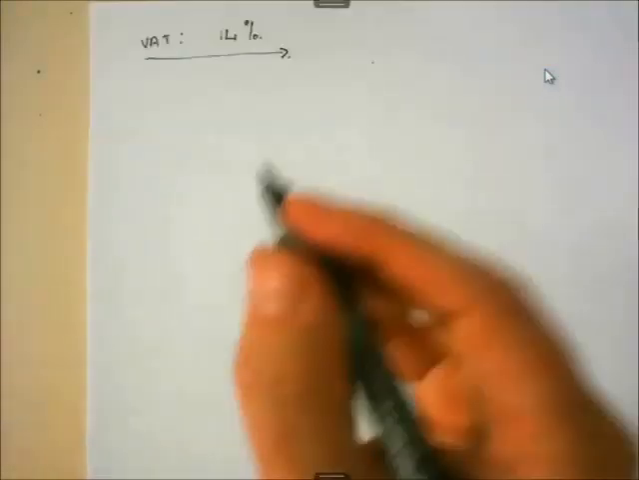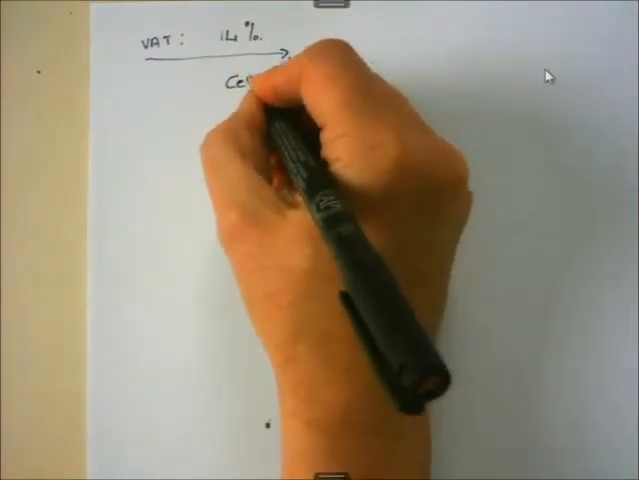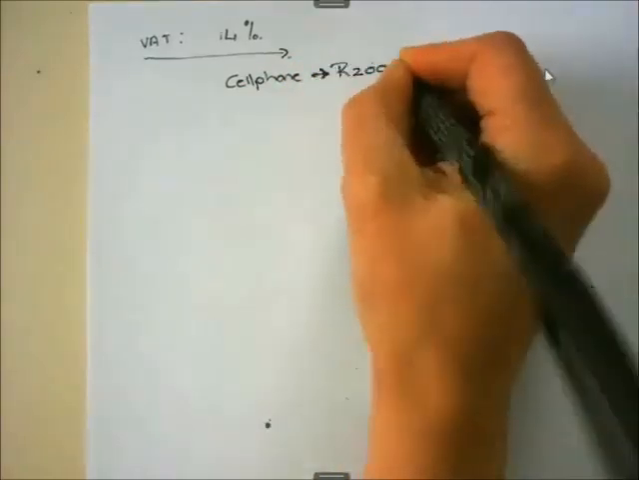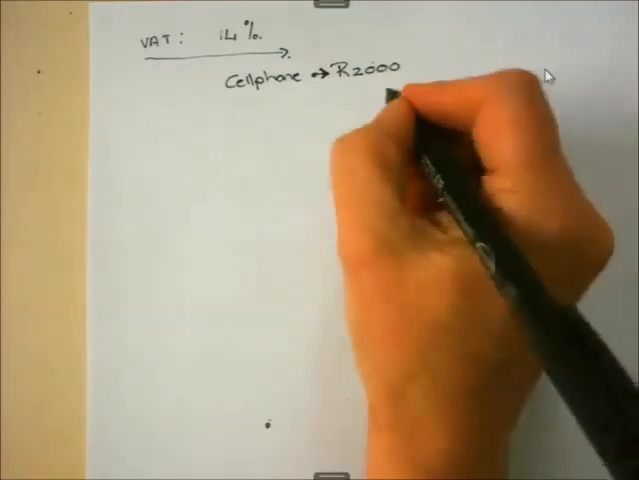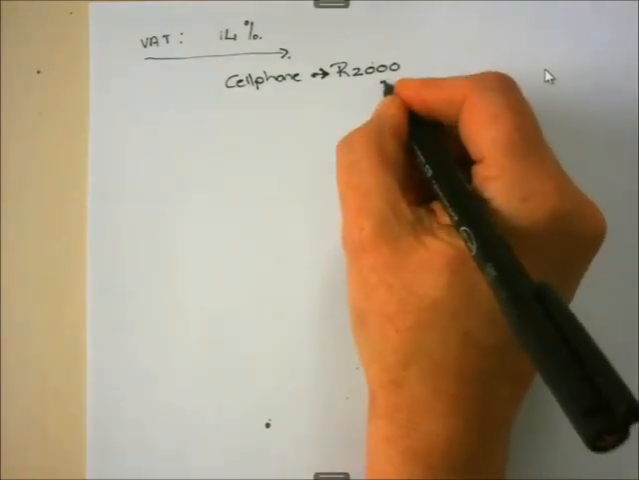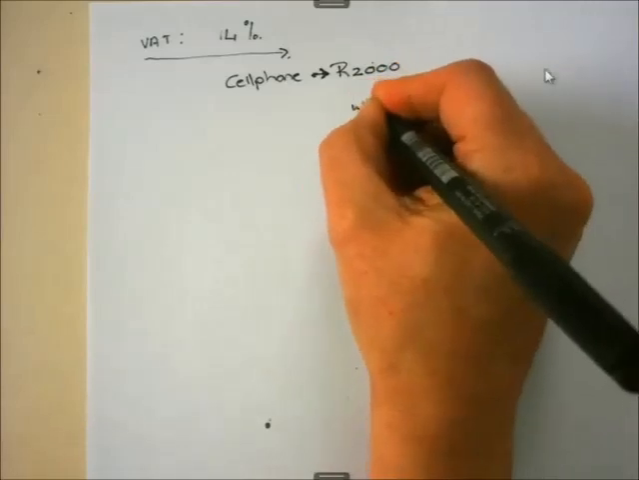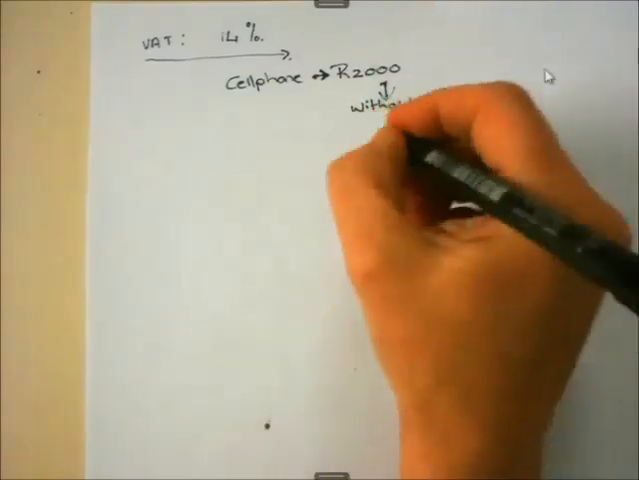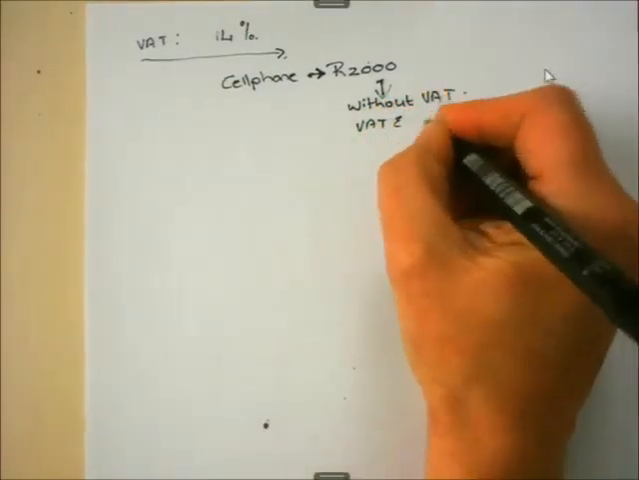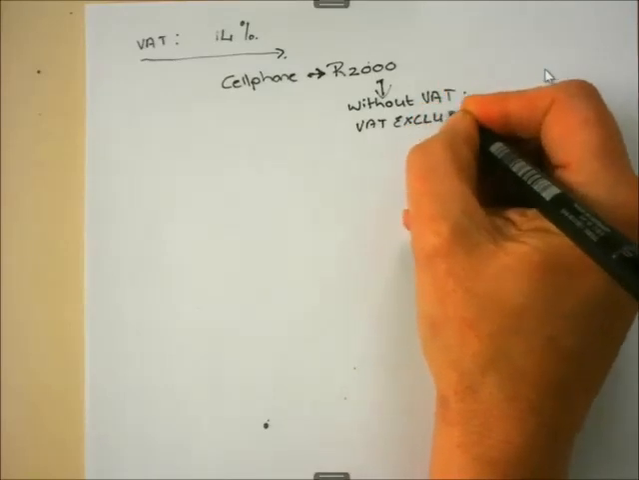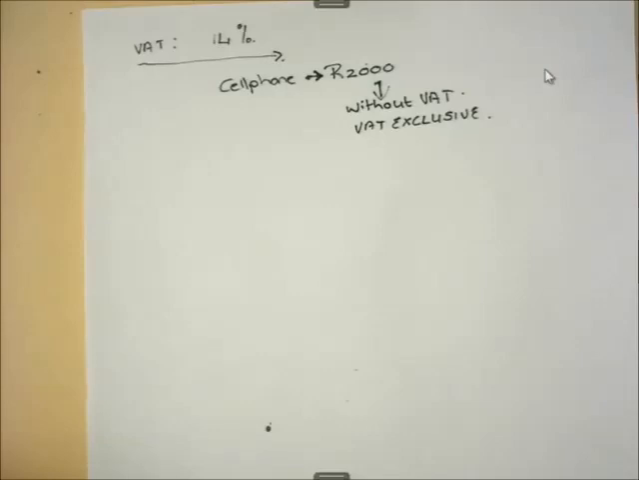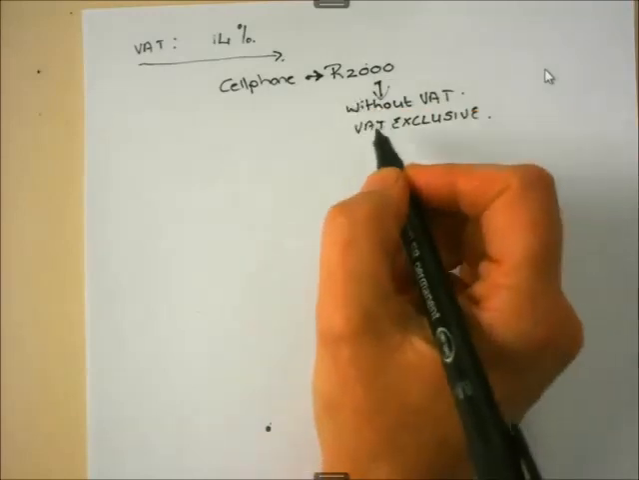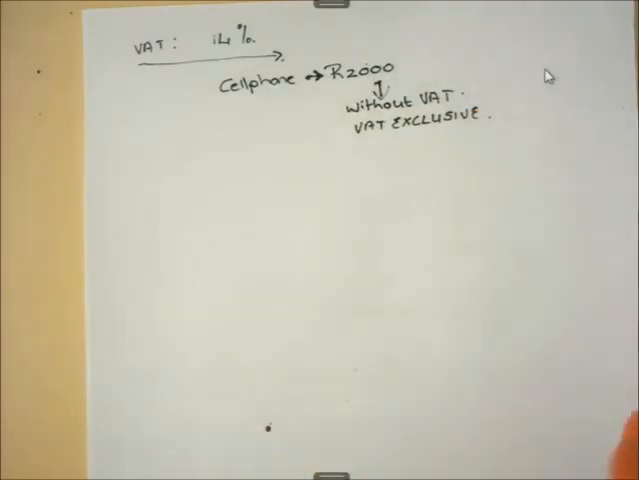Okay. Say for instance you want to buy a cell phone. And this cell phone that you are going to buy is going to cost you 2,000 Rand. Now, this cell phone costs 2,000 Rand without VAT. You go to the shop, the person says it's without VAT. Another thing that we can say is we can say it's VAT exclusive. Exclusive means it's excluded. So I want to find out what is the VAT that I'm going to pay, and then after I paid the VAT, what is the total amount that I pay for the cell phone.